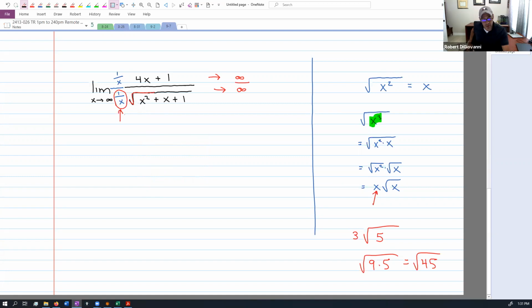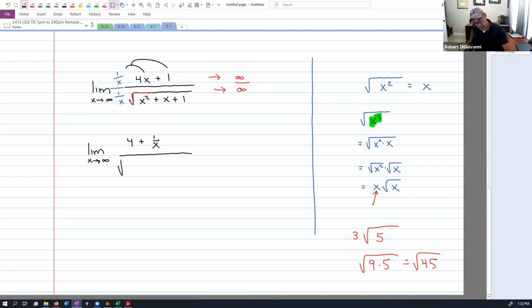All right, let's try this. I'm going to push this in now. Ready? Now on the top, it doesn't get squared, right? It doesn't get squared because there's no square root on top. So it just distributes through. We get 4 plus 1 over x.